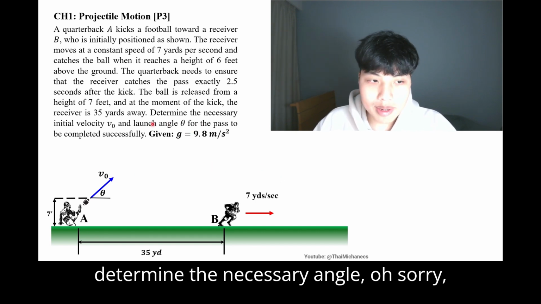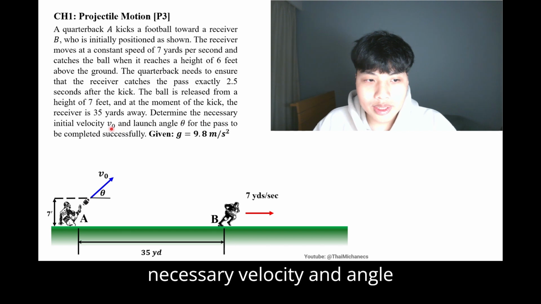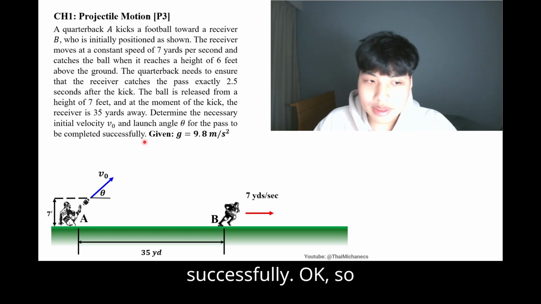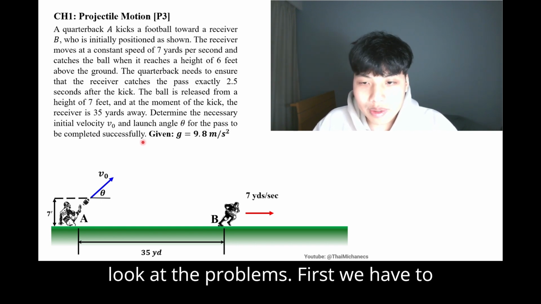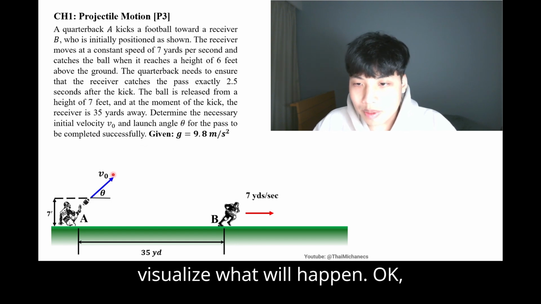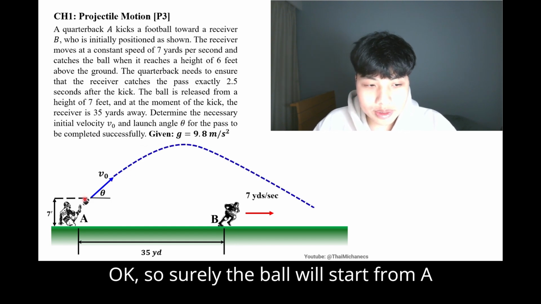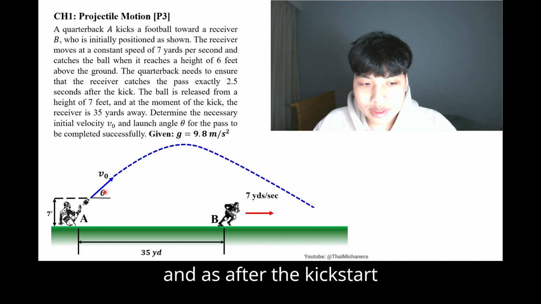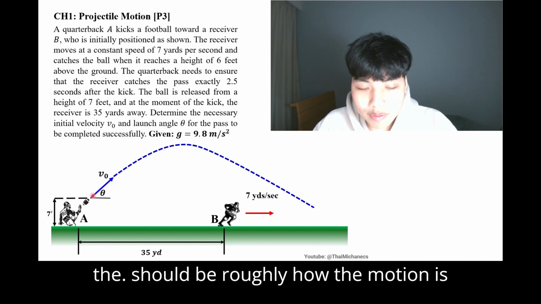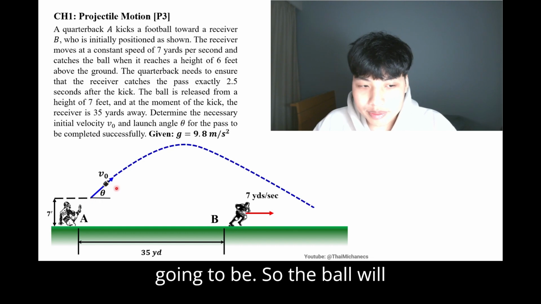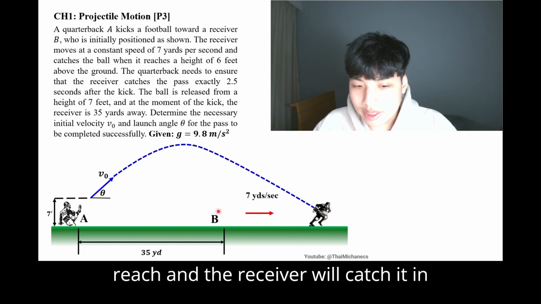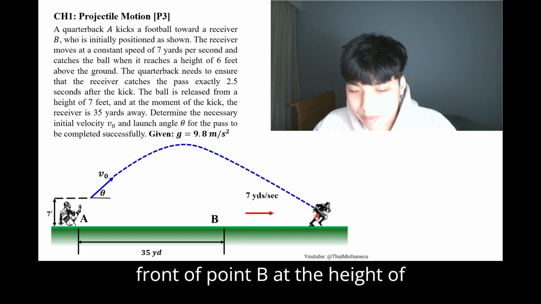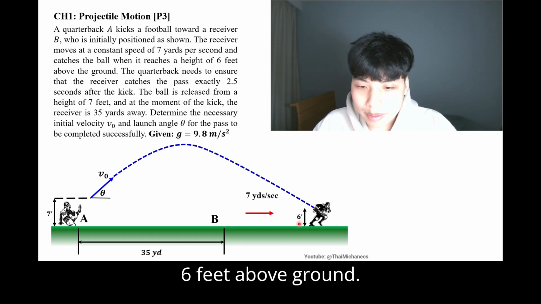They ask us to determine the necessary velocity and angle to complete this pass successfully. So look at the problem. First, we have to visualize what will happen. Surely the ball will start from A to somewhere in front of B, and after the kick starts, it should roughly move like this. So the ball will reach, and the receiver will catch it in time somewhere in front of point B, at a height of 6 feet above the ground.